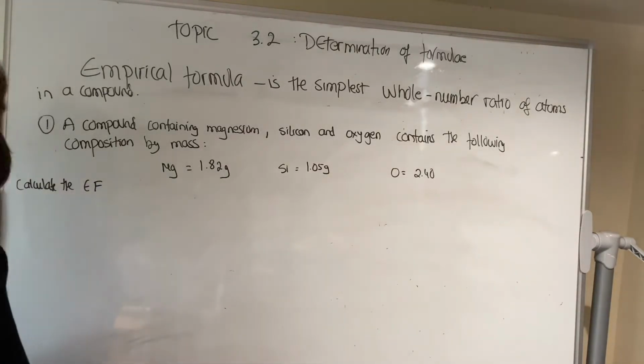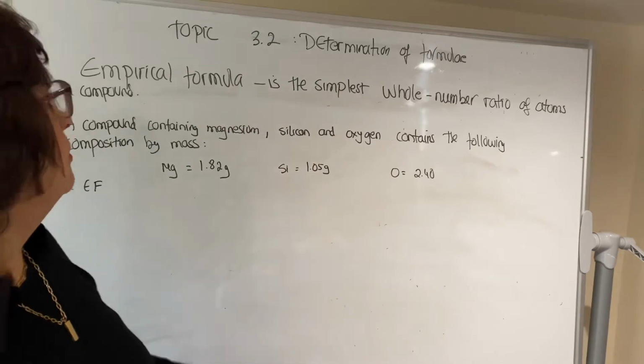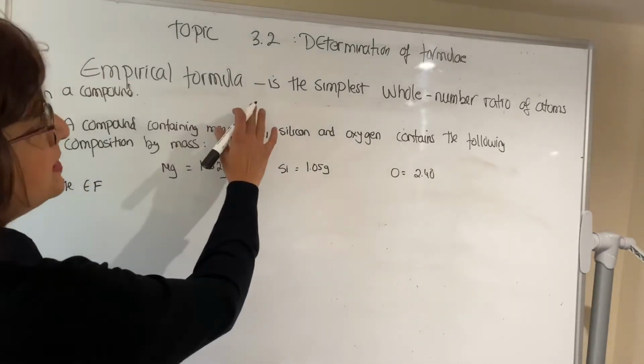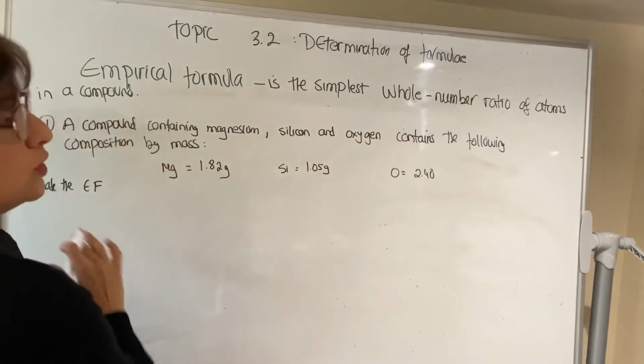Right, today we can talk about determination of formula. We can start by talking about empirical formula. Empirical formula is the simplest whole number ratio of atoms in a compound.